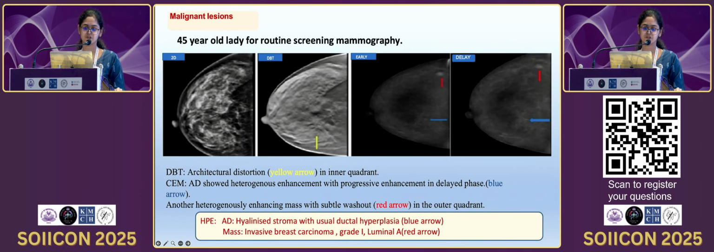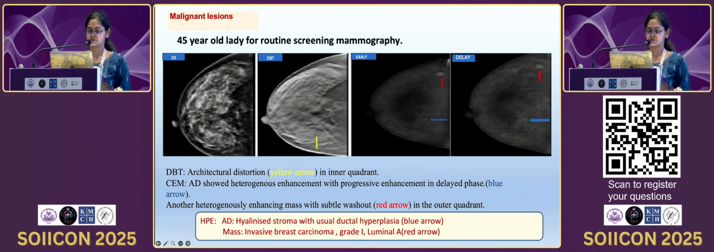So this was a 45-year-old lady who came for a routine screening mammography. In an extremely dense breast, the digital breast tomosynthesis shows architectural distortion in the lower inner quadrant. The corresponding contrast enhanced mammography shows heterogeneous enhancement pattern of the architectural distortion, which shows progressive enhancement in the delayed phase, which helps us to know there should be a benign entity.